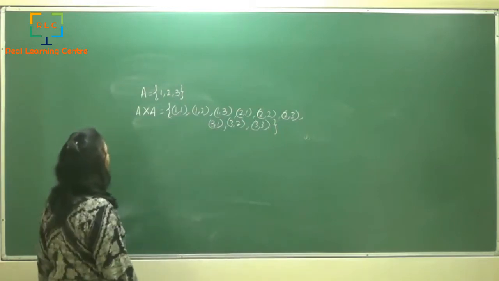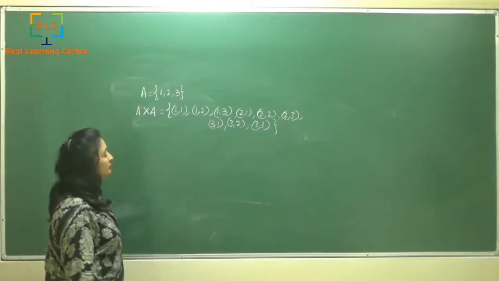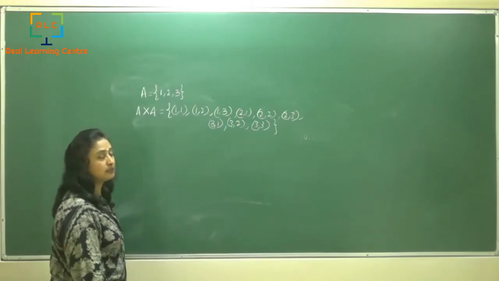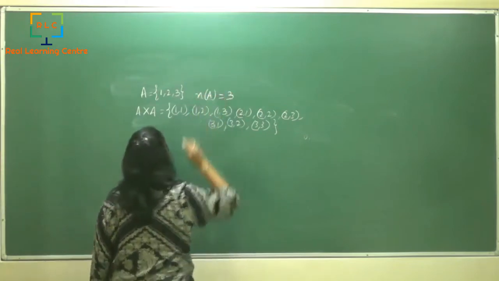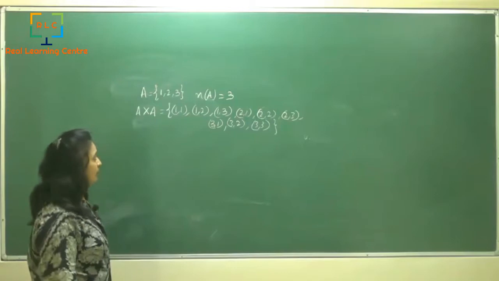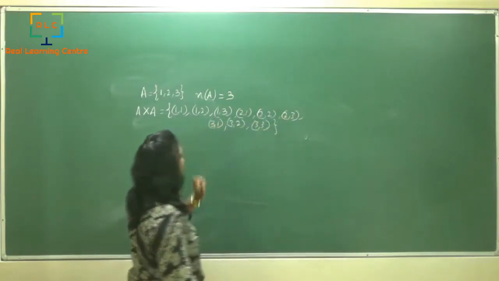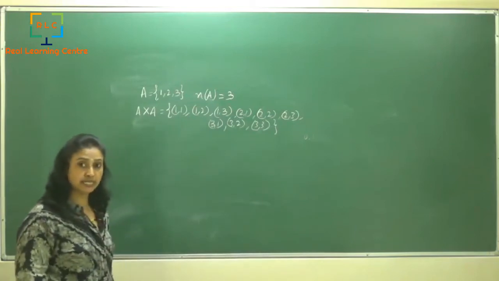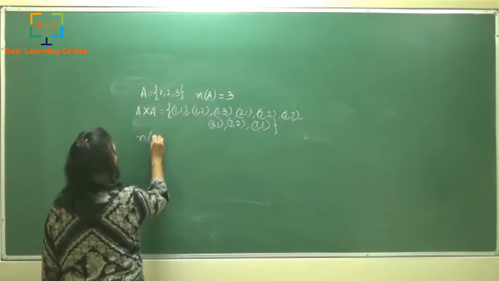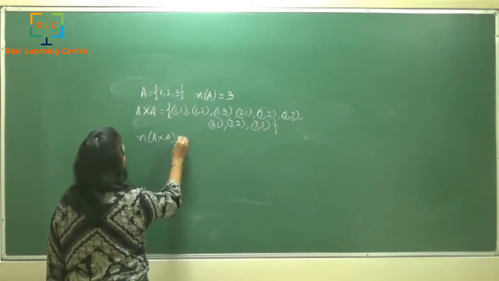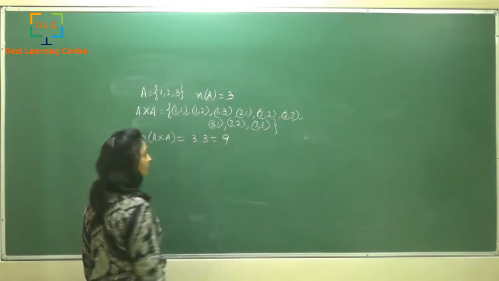Now, in this Cartesian product A cross A, how many elements are there in A? 3 are there. n of A is equal to 3. And how many elements are there in A cross A? You have 1, 2, 3, 4, 5, 6, 7, 8, 9. So how did you get this 9? Number of elements in A cross A is n of A into n of A, that is 3 into 3, which is equal to 9.